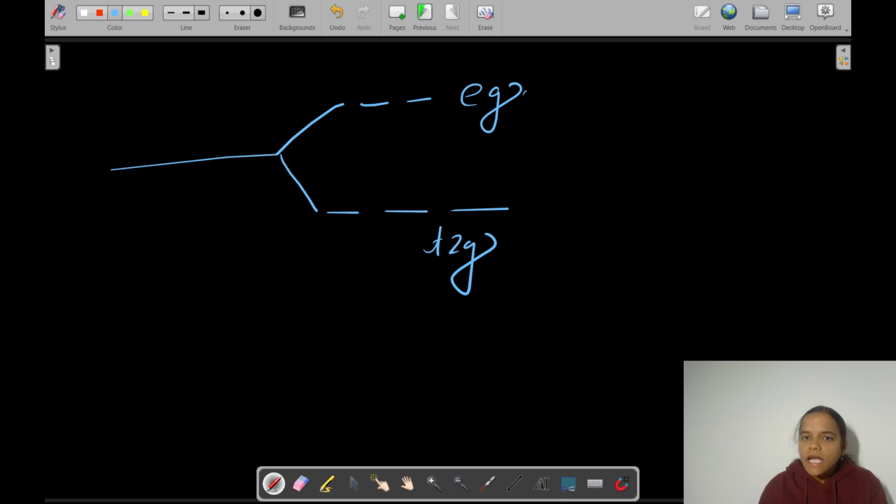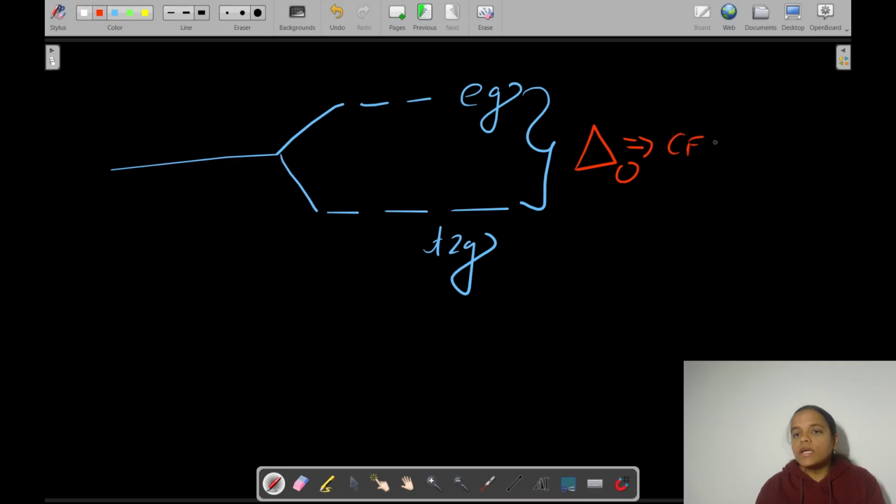So there is an energy difference between these two energy levels, which contributes to the factor called Δo, and this Δo is called the crystal field stabilization energy. It is one of the most important concepts of the CFT, and it determines several important properties of the complexes, such as the spectral properties, optical properties, magnetic properties, and thermal stability, thermodynamic stability as well.